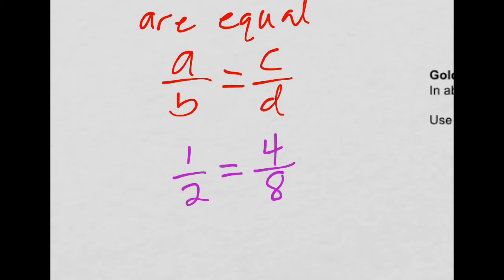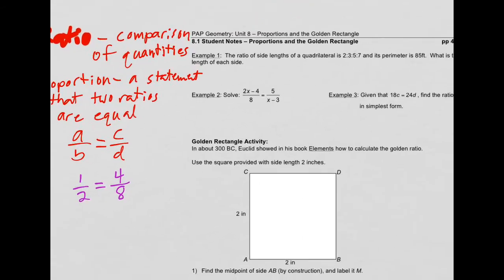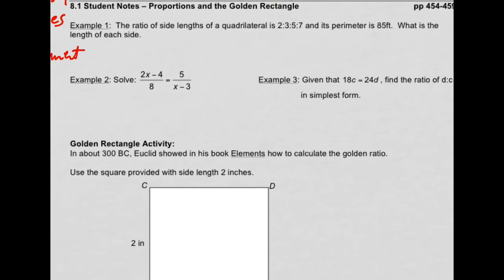Alright, let's take a look at example 1. Example 1 said the ratio of side lengths of a quadrilateral is 2, 3, 5, and 7, and its perimeter is 85 feet. What is the length of each side? So when we're doing ratios like this, the easiest way to address something like that is just to put an x after each number: 2x, 3x, 5x, and 7x.